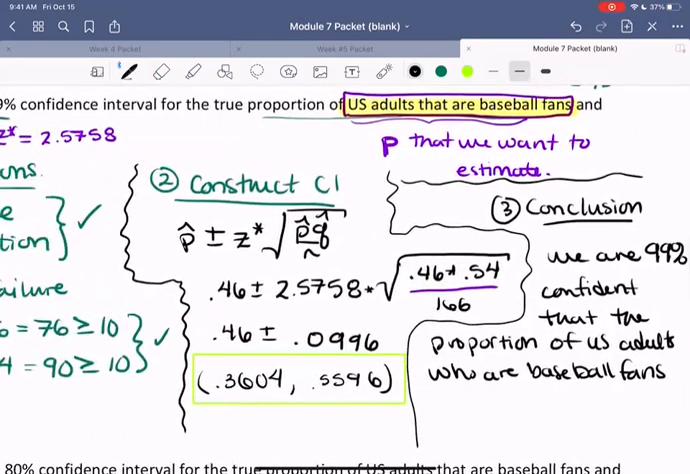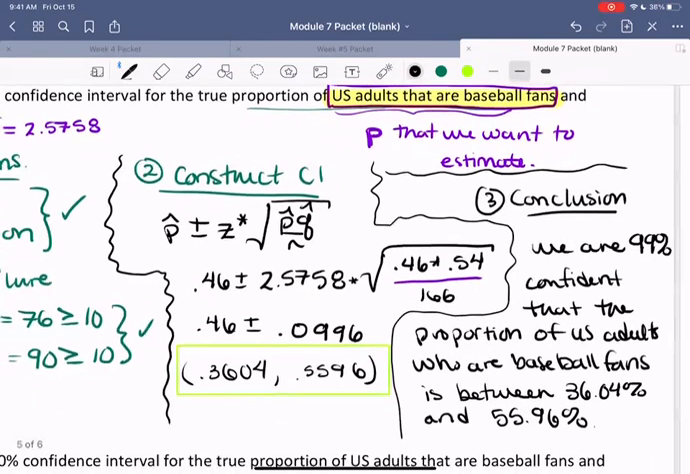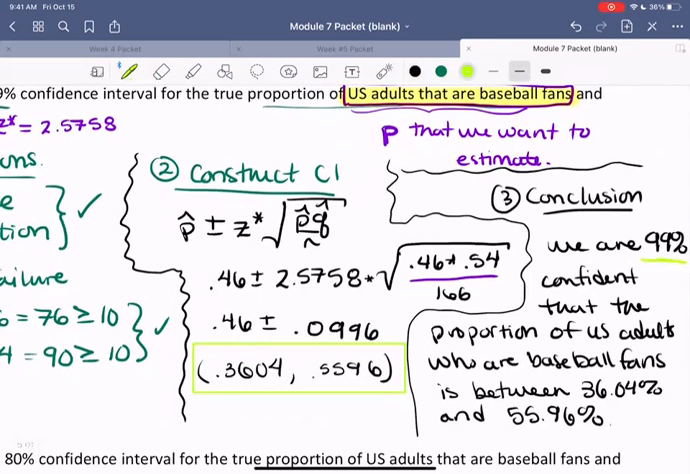we'll zoom in here, is between 36.04% and 55.96%. So just to summarize how we're finding that, we are 99% confident. So 99 is coming from our confidence level, that the proportion of all US adults who are baseball fans, so that's the population proportion, is in our confidence interval.